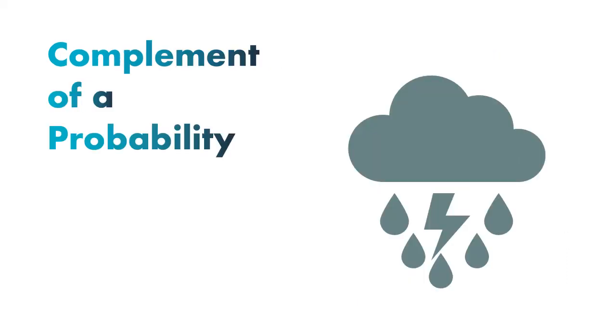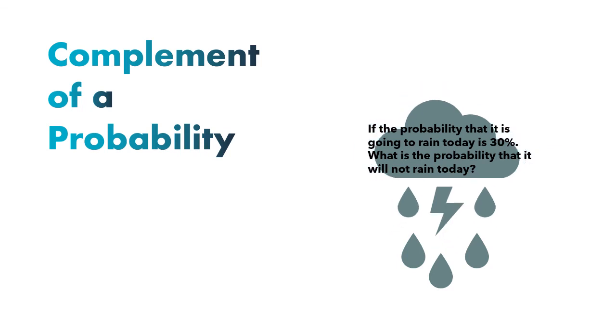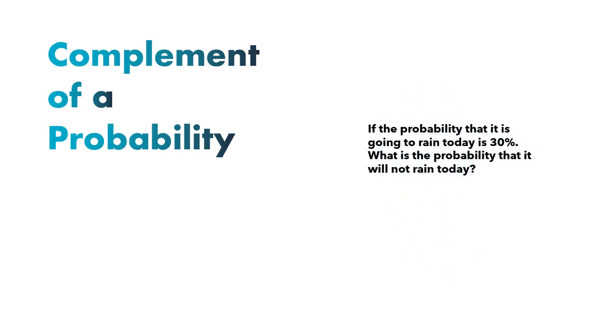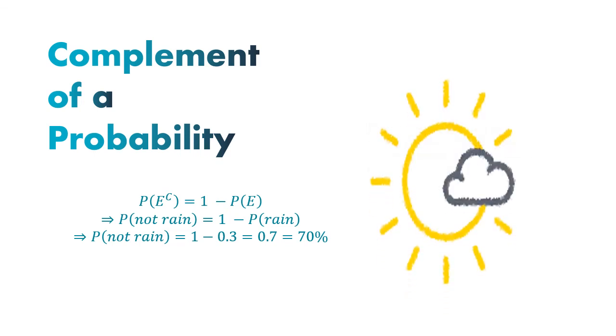Another example of a complement of a probability: if the probability that it's going to rain today is 30%, what's the probability that it will not rain today? So if we want the probability that it will not rain today, we're going to tackle this problem using the complement probability. So the probability of not rain is the same as 1 minus probability of it's going to rain. So that's 1 minus 0.3, which is 0.7 or 70%.